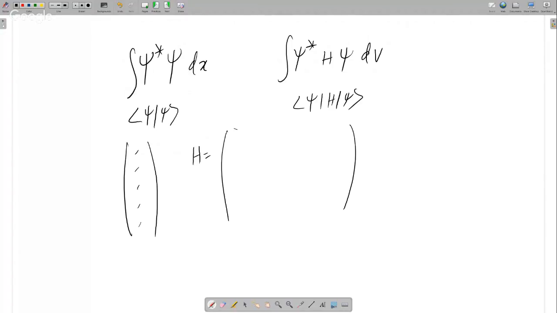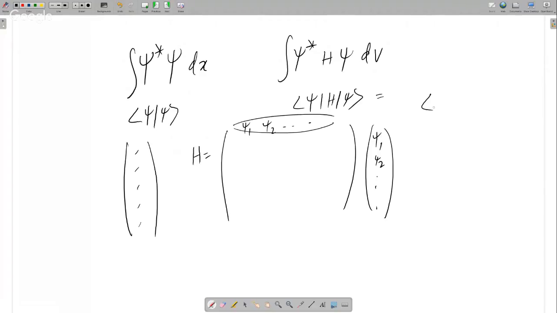So there is a psi here, there is a psi here, and when you take this, you actually get a number, the expectation value of H. Where psi 1, psi 2, etc. will be written, and where psi 1, psi 2, etc. will be written. And so these are the elements of H.